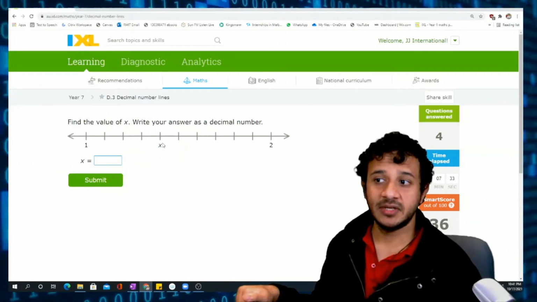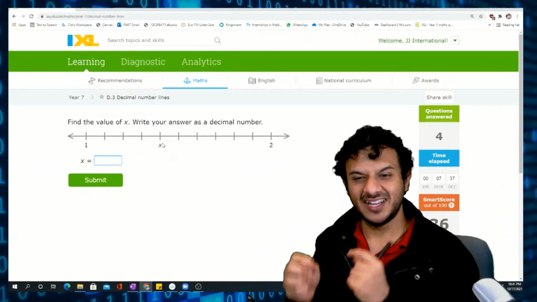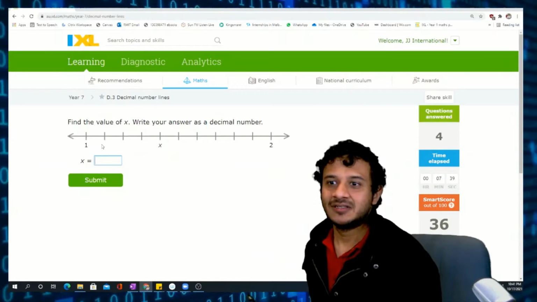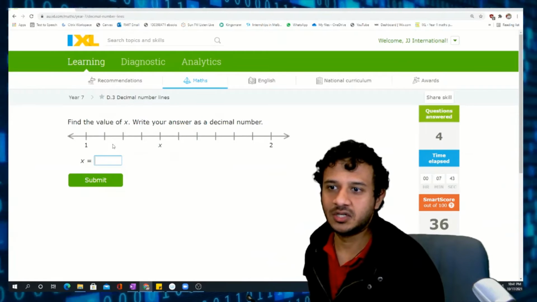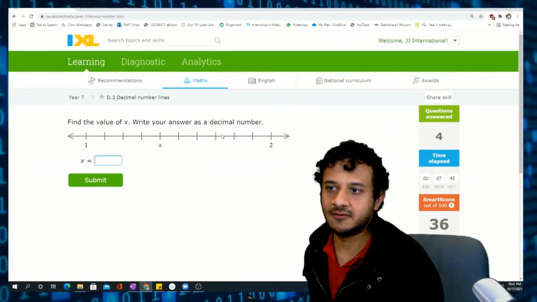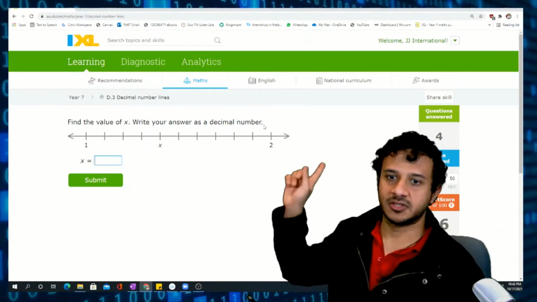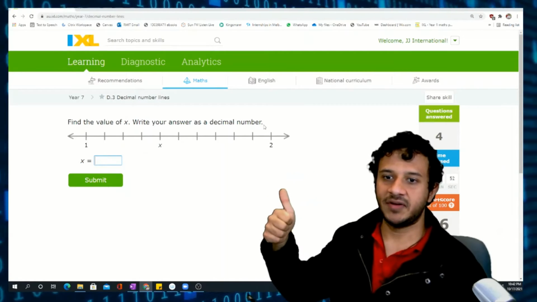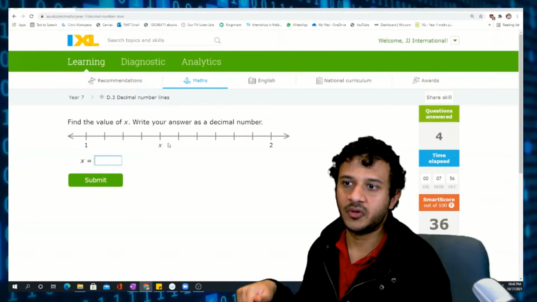Because why am I doing it like this? Remember, when we are doing IXL, if we do it fast, we get fewer questions, right? So 1 to 2 is going to be a difference of 1. How many gaps are there? 1, 2, 3, 4, 5, 6, 7, 8, 9, 10. So 1 divided by 10 is, because 2 take away 1 is 1, that divided by 10 is 0.1. Then 1, 1.1, 1.2, 1.3, 1.4.